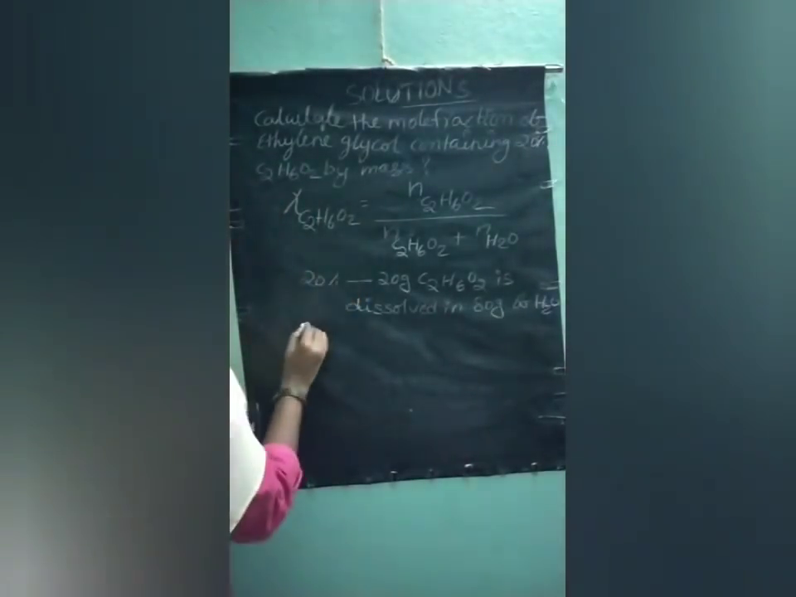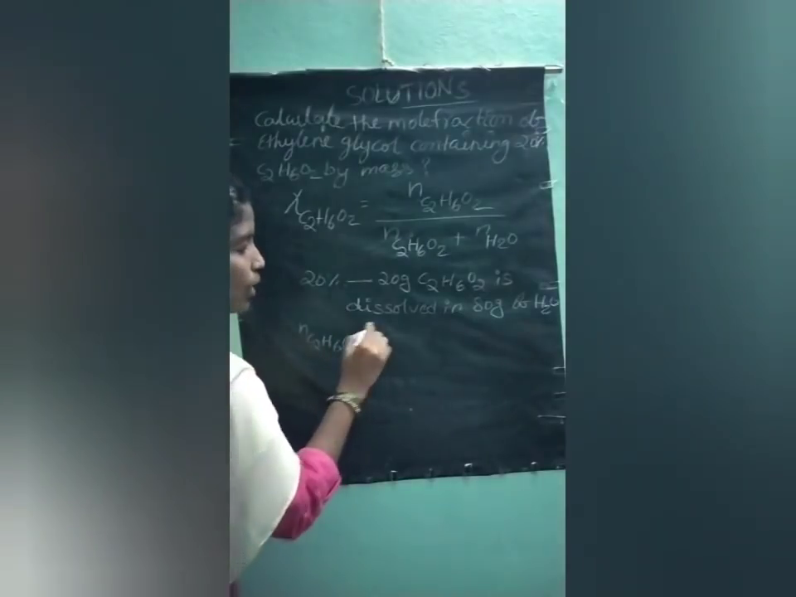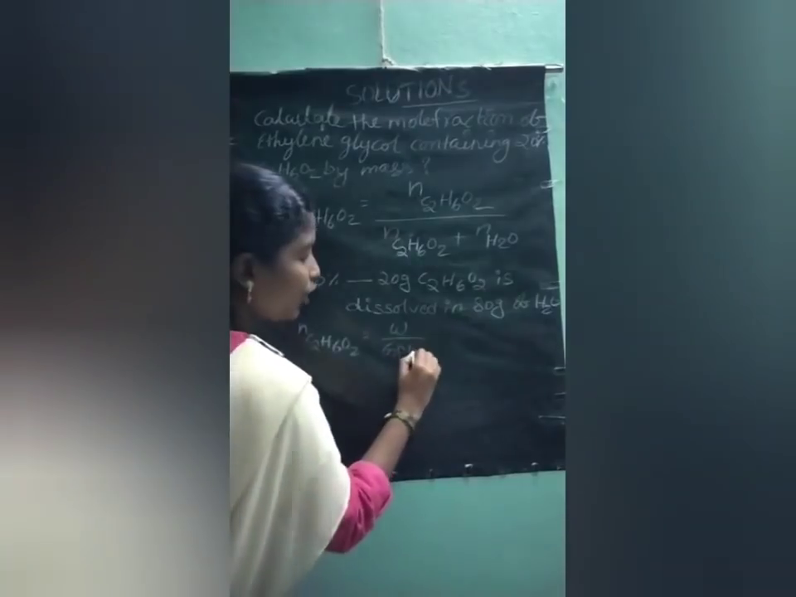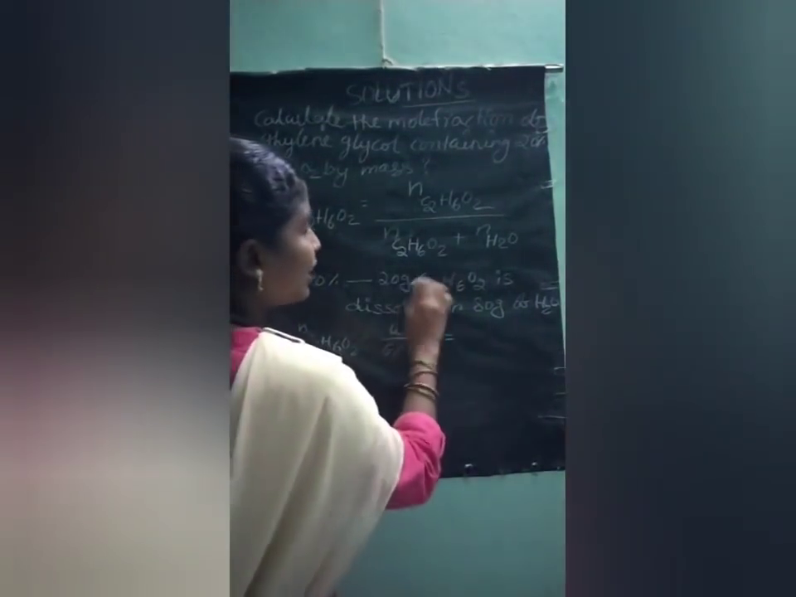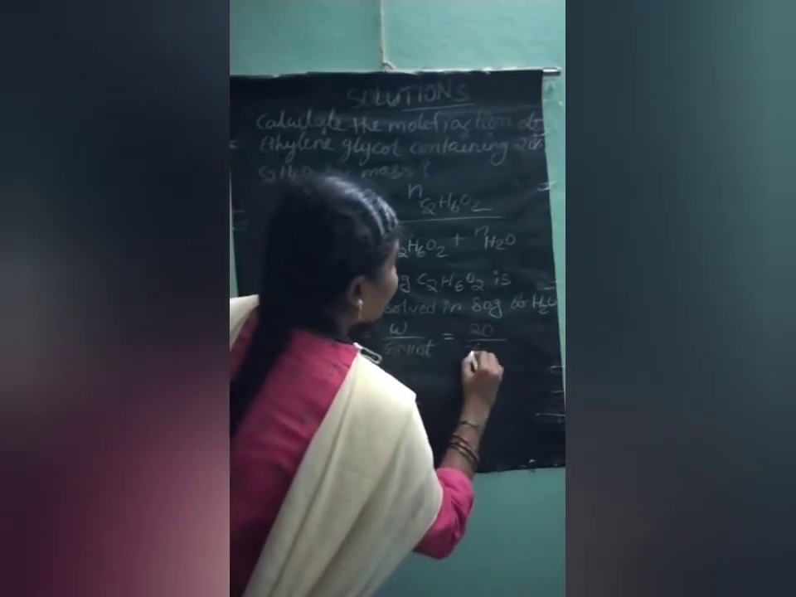So from this, number of moles of ethylene glycol, that is n of C2H6O2, is equal to weight of the ethylene glycol divided by gram molecular weight of the ethylene glycol. Okay, and what is the weight of the ethylene glycol? 20. And we already did the ethylene glycol molecular weight in previous sessions. The gram molecular weight of ethylene glycol is 62. Okay.